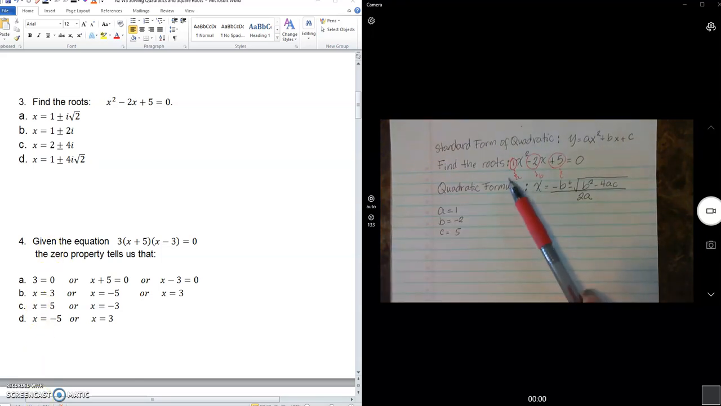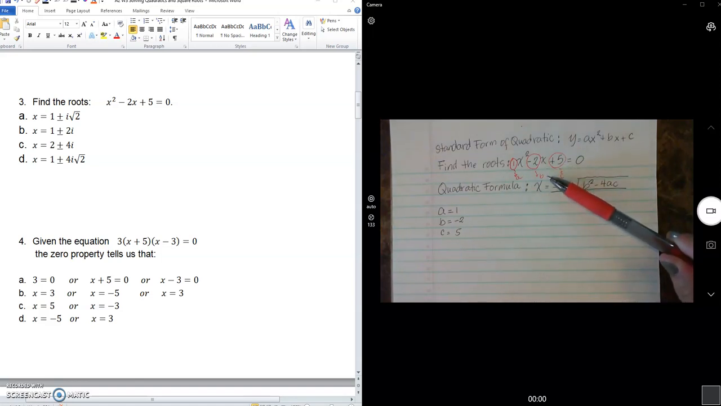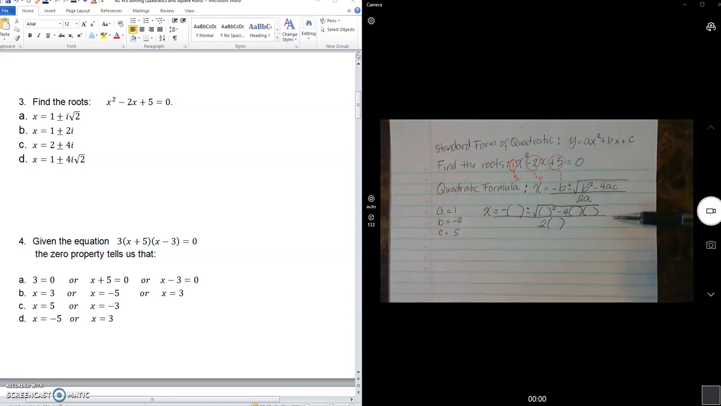So then, this is your a. It's the number in front of your x squared, which, if there is no visible number, you know that is a 1. Your b is negative 2. It includes the sign. And your c is positive 5. I always recommend writing down the formula, and then whenever you see your variables a, b, and c, to replace them with parentheses. And then now we're going to plug them in one by one.